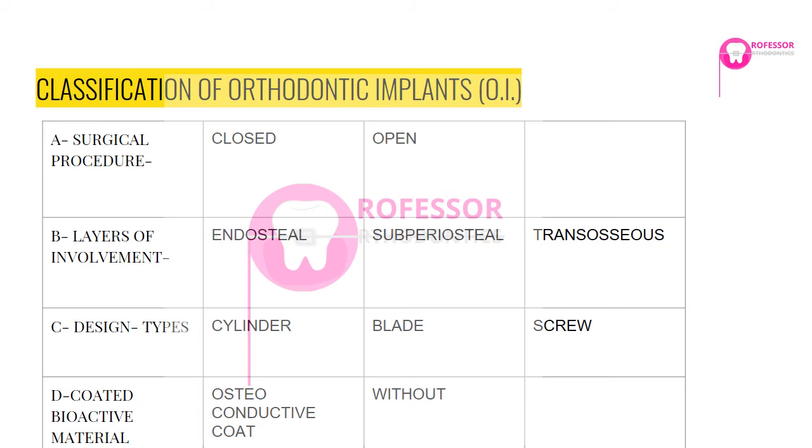Most orthodontic implants come under either the endosteal or the subperiosteal category, also called the on-plant category. The classification is based on the design and shape of the implant. Based on that, you can classify them as cylinder shape implants, blade type implants, or screw type implants. Most orthodontic implants used today are screw type implants. The second most frequently used are the cylinder type, and less often the blade type of implants. The next classification is based on the biosseous integration and the coating of the surface of the implant.